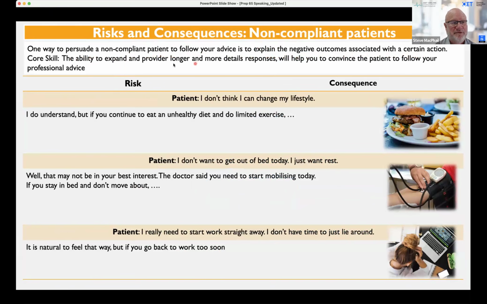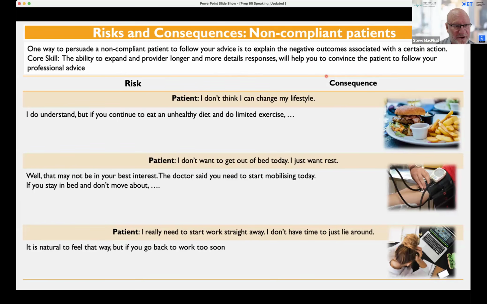What's going to happen? You need the ability to expand and provide longer and more detailed responses, which is very good because that increases your talking time, which is very good for your assessment. You need to be able to demonstrate you can string multiple sentences together and will help you convince the patient to follow your advice.